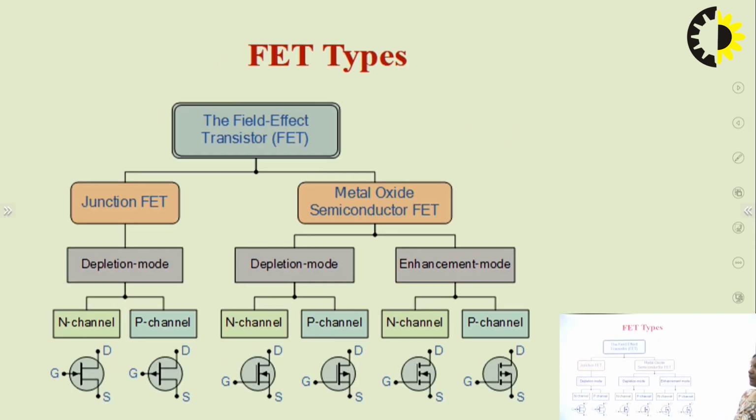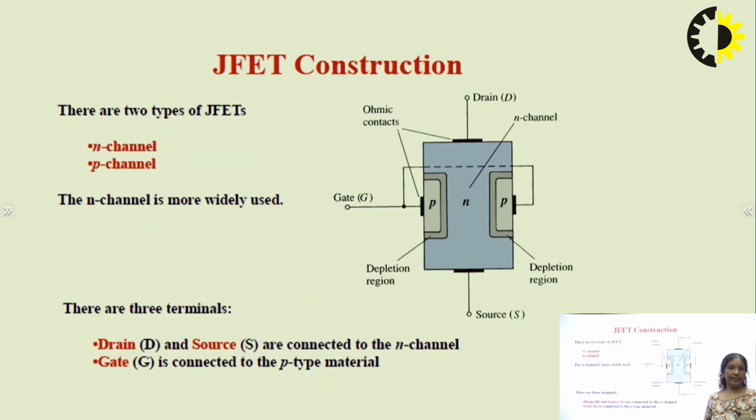So coming to the field effect transistor, we can broadly classify it into two categories: junction field effect transistor and metal oxide semiconductor field effect transistor. Junction field effect transistor can be divided into two categories, N channel and P channel. And metal oxide semiconductor field effect transistor is divided into two categories, N channel and P channel. And enhancement MOSFET again can be categorized into N channel and P channel.